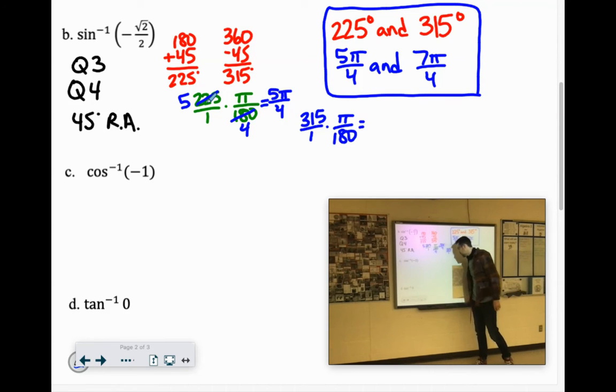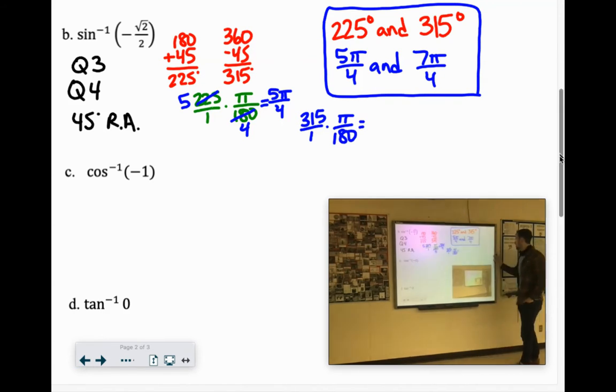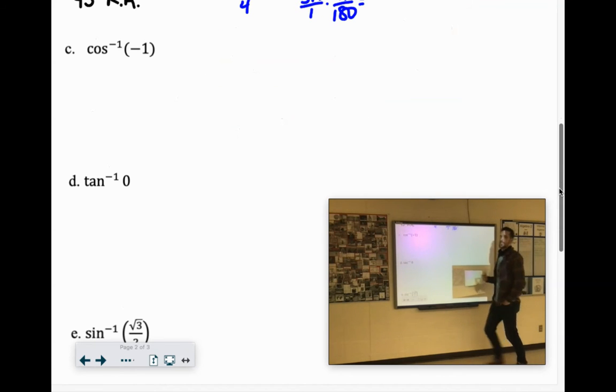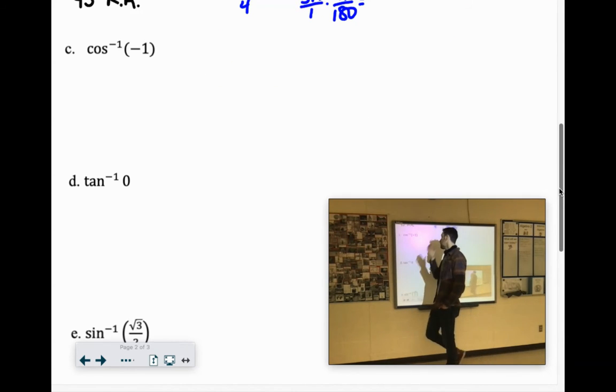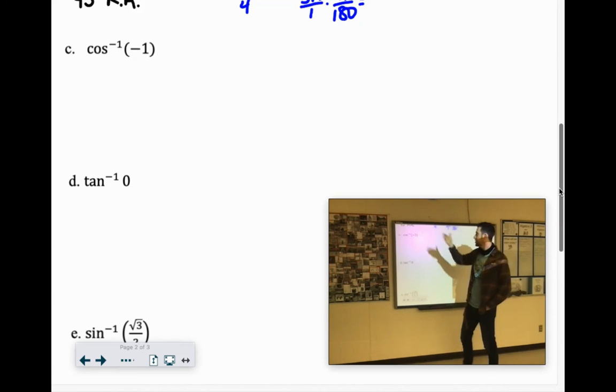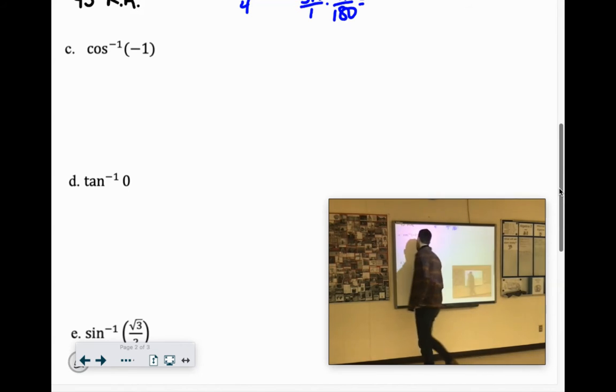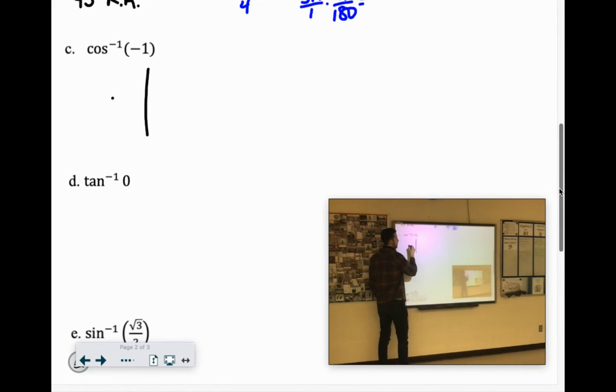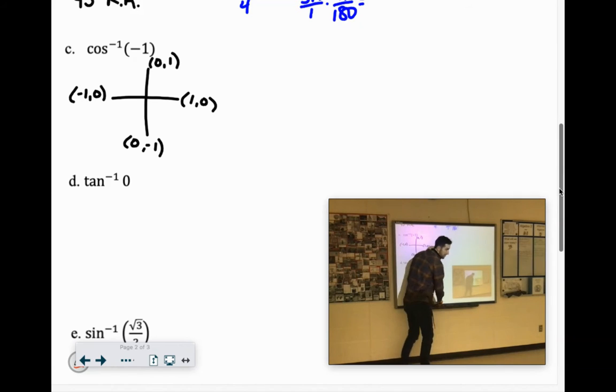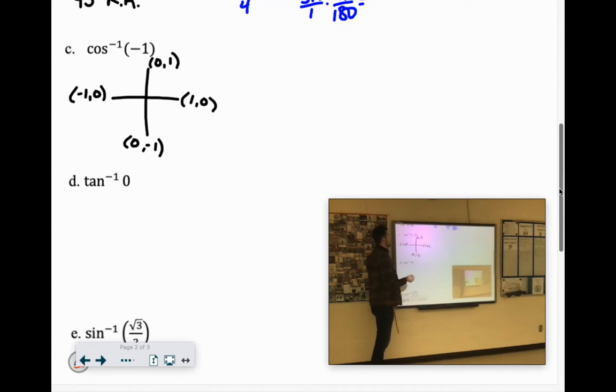Let's try inverse of cosine equals -1. Now cosine is our x-coordinate. When is the x-coordinate -1? Well, that's going to be right on one of those quadrants. So to the right would be 1, 0, up here would be 0, 1, over here would be -1, 0, and down here would be 0, -1. So the only time that x is equal to -1 would be right here.